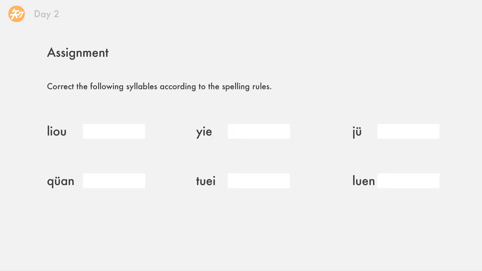Now, we are looking at another quiz. It's your assignment. There are 6 syllables here, but they are all incorrect. So you should change them into the correct form to abide by the rules. It's quite easy. And if you finished the assignment, submit them to my WeChat or WhatsApp.